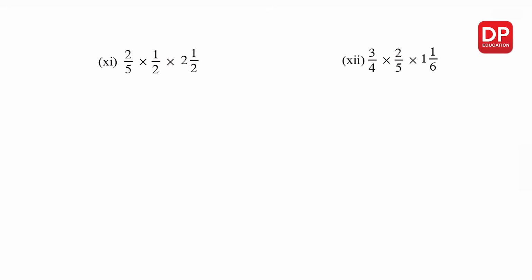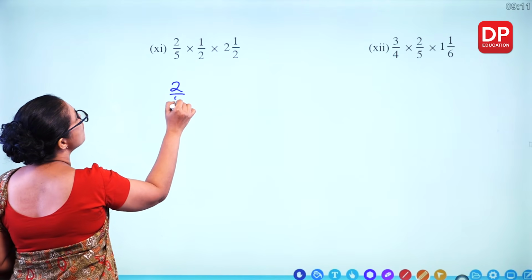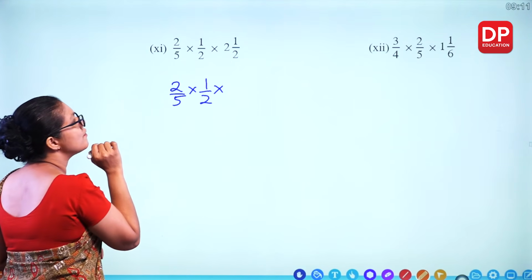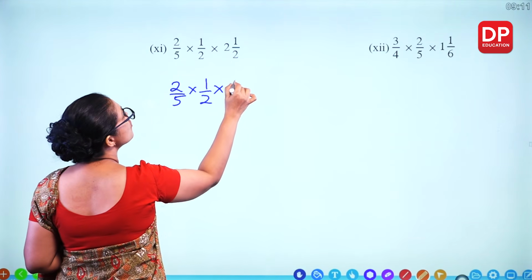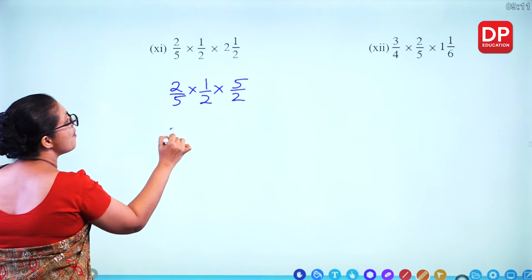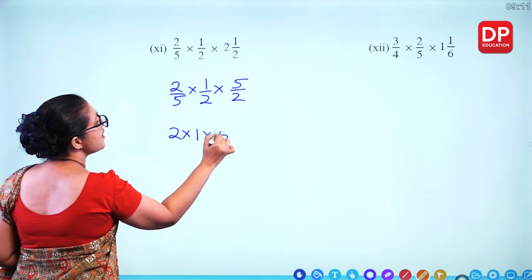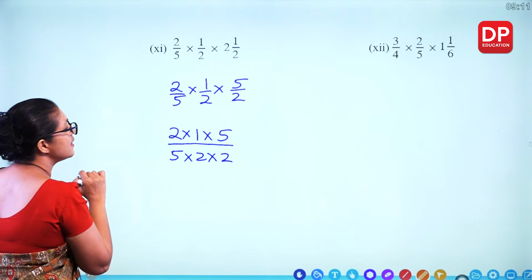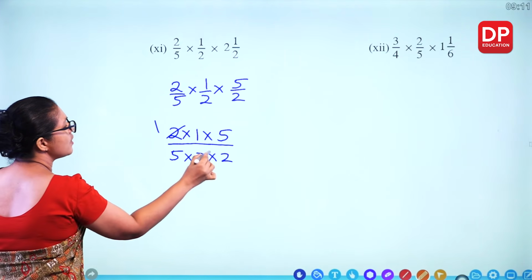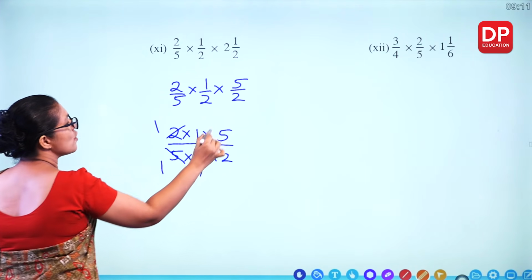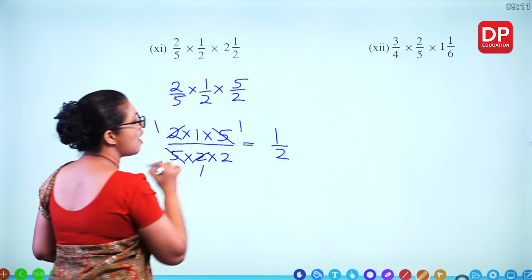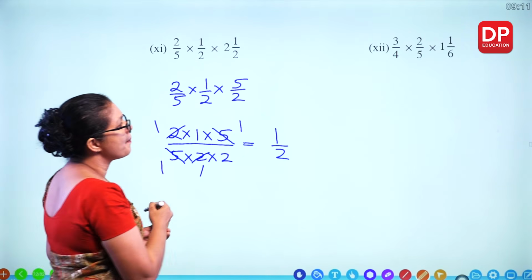3 fractions, but same thing. 2/5, half, and this one you can convert to an improper fraction. So you get 5/2. Multiply the numerator separately, denominator separately. Can you simplify? 1, 2 get cancelled out. This 5 also gets cancelled out. So you get half as the answer.